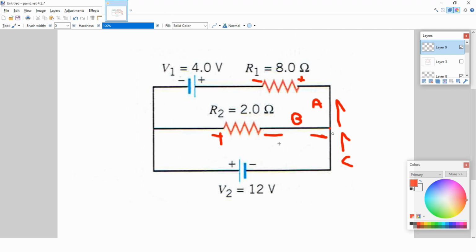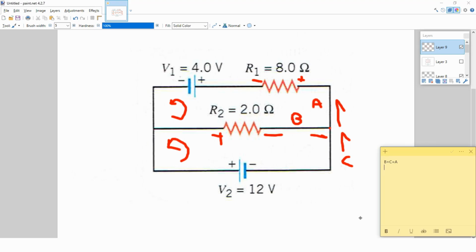We can now use the loop rule. We're going to analyze loop 1, which is this box, this way, and loop 2, which is this box, that way. So both of these are counterclockwise. Let's see. The loop rule says that all the voltage drops should be equal to the voltage rises. If we analyze it this way, the current going through this multiplied by the resistance, which is voltage, is going to be a decrease. So let's write it.